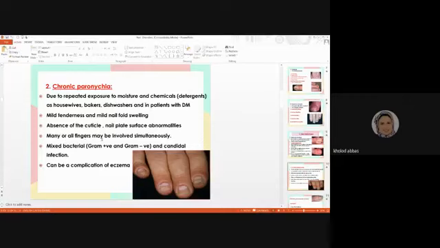Usually many or all fingers may be involved. Usually it's a mixed bacterial, gram-positive or gram-negative, and candidal infection as a complication, as we said, from dermatitis.